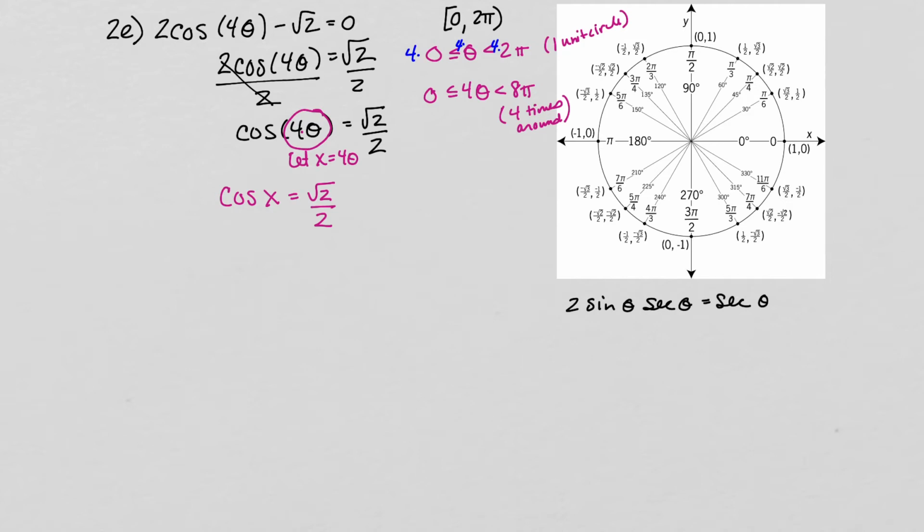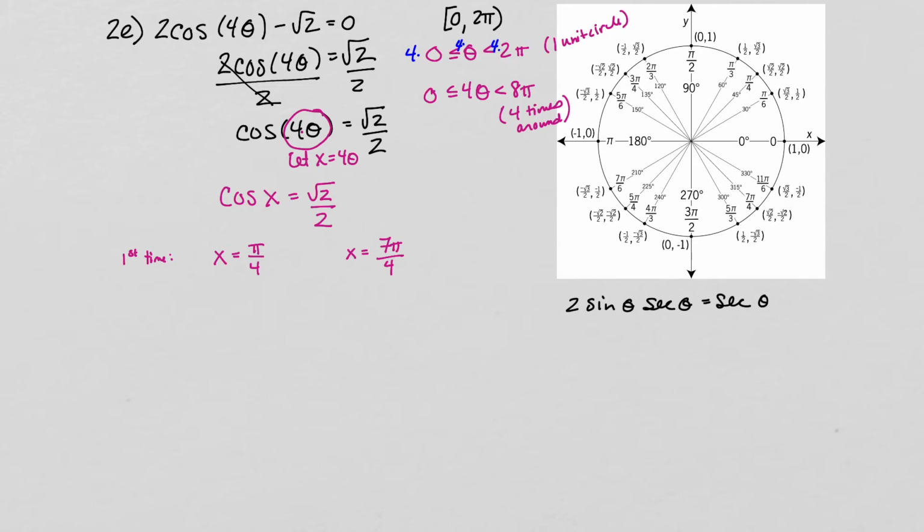Okay, so we have to think about going around the unit circle. We're going around 4 times. The first time we go around the unit circle, when is the cosine of x equal to root 2 over 2? Okay, pi over 4. And where else? Okay, pi over 4 and 7 pi over 4. Those are the two places on the unit circle the first time around that the cosine of x is equal to root 2 over 2.